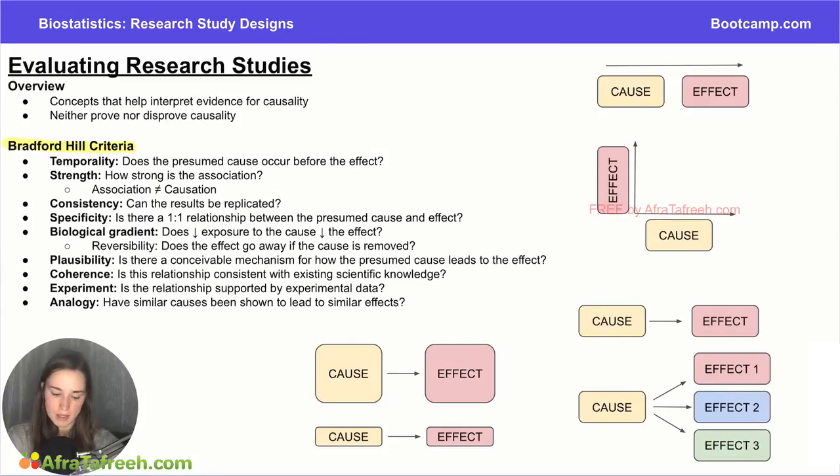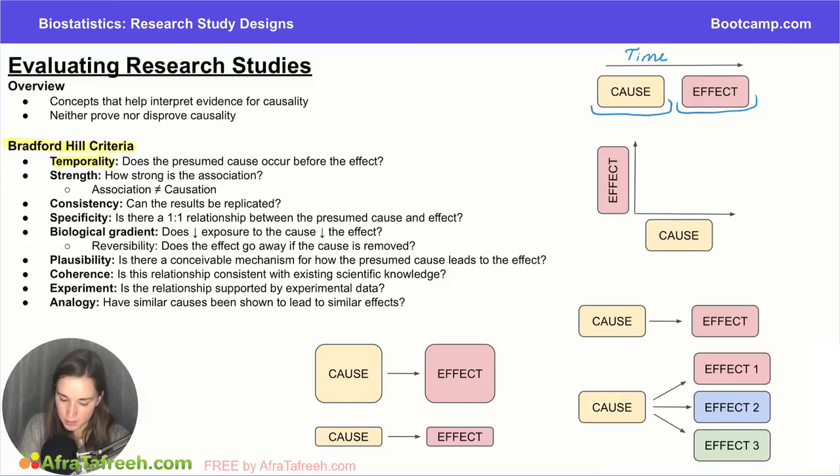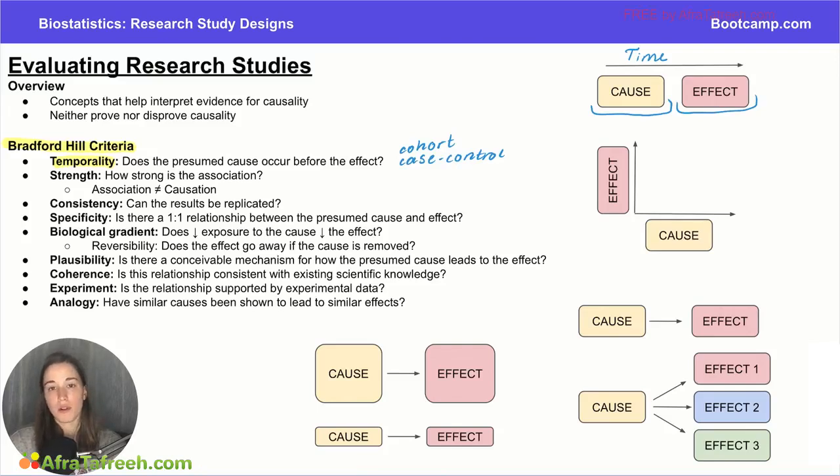The first concept is temporality. If a study establishes that their hypothesized cause occurs before their hypothesized effect throughout time, that establishes that a causal relationship is at least possible. So the cause has to occur before an effect in order for there to be a causal relationship. We've talked about studies that establish that relationship in prior videos, so let's remember that cohort studies and case control studies, and of course experimental studies as well, establish this temporal relationship.